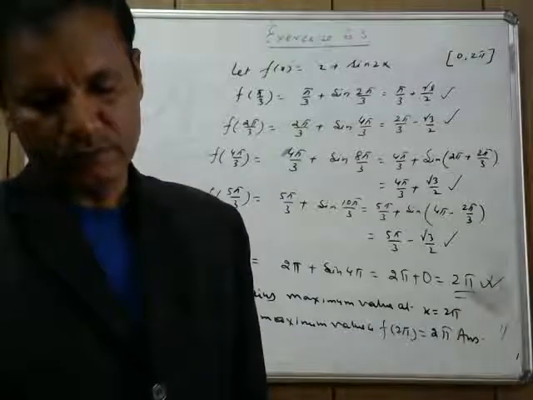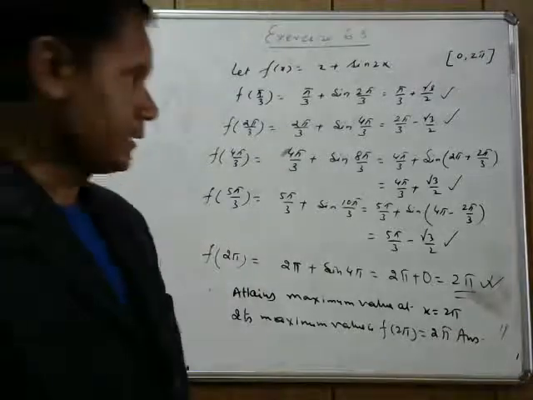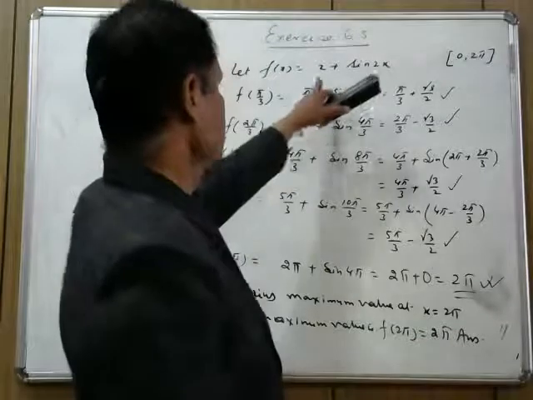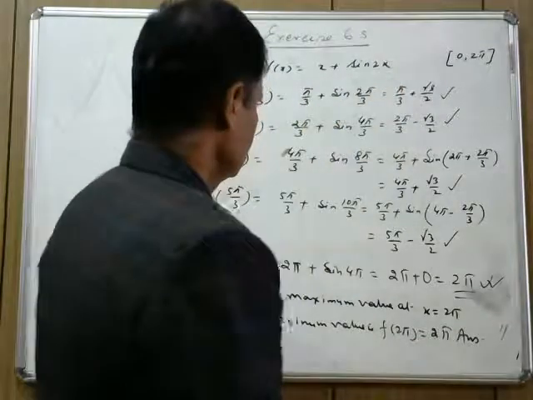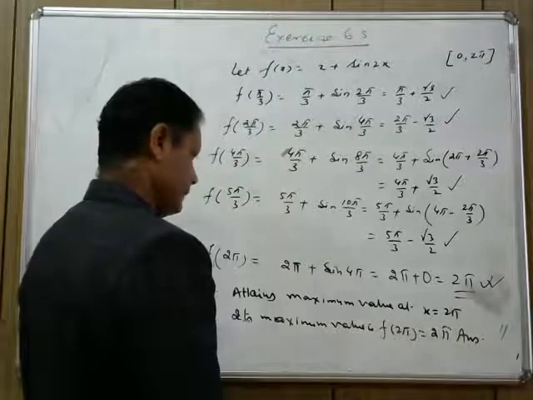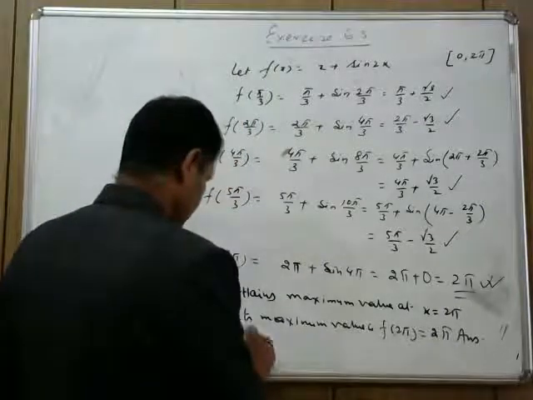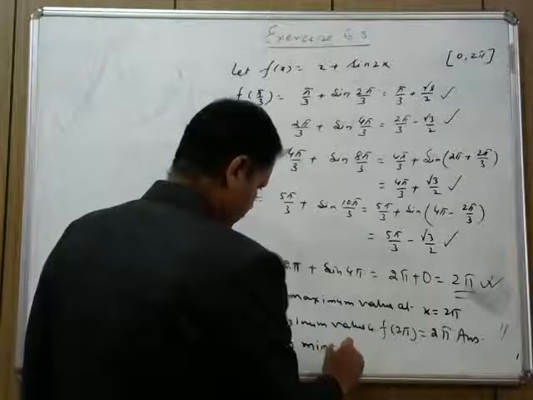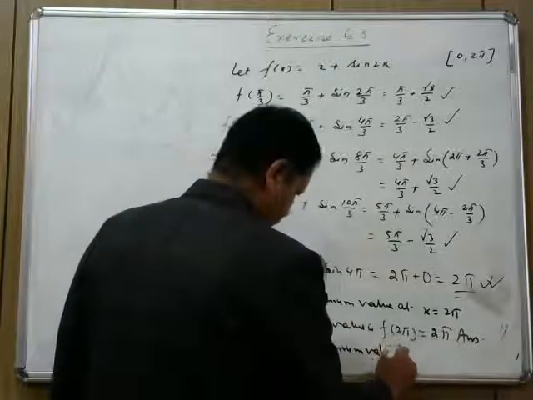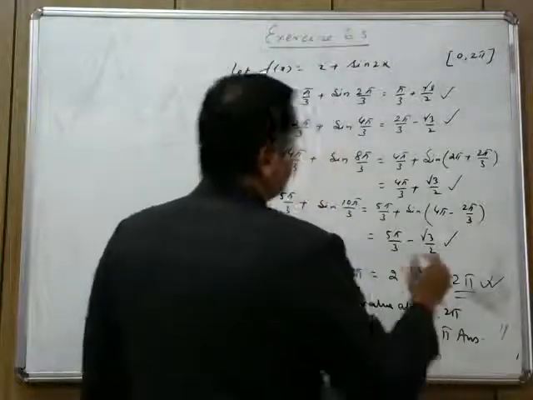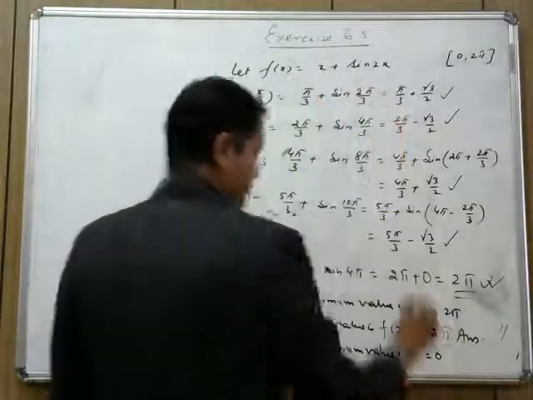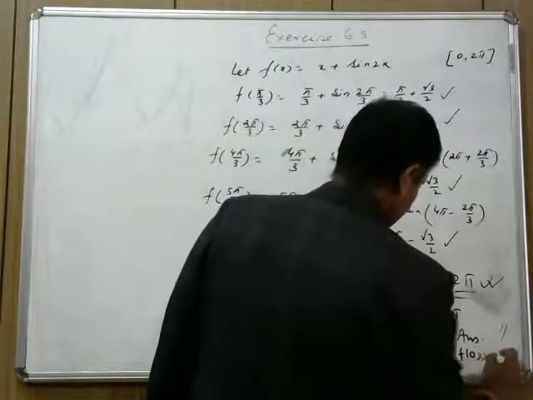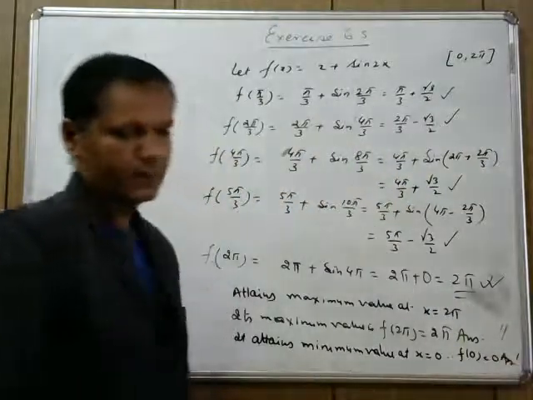the absolute minimum value of x plus sin x on the interval 0 to 2 pi is at x equal to 0. At x equal to 0 equal to what? 0 plus sin 0, 0. Right? And it attains minimum value at x equal to 0, and that is 0 plus sin 0, that is f 0 is equal to 0. Right?